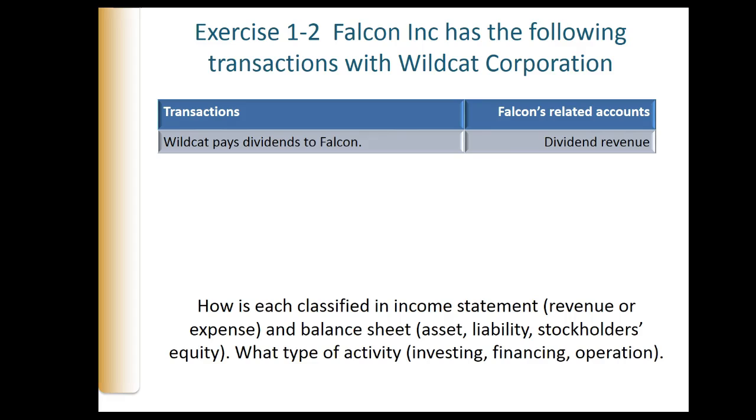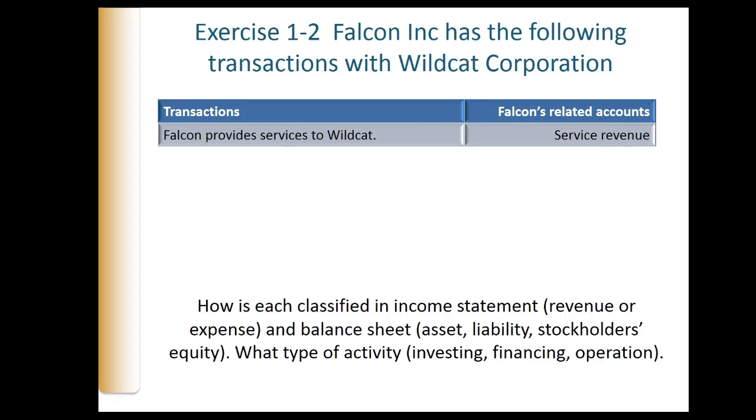Next, Wildcat pays dividends to Falcon. Well, think of this. Wildcat pays dividends to Falcon. So Falcon is receiving dividend income or dividend revenue. So that would be a revenue account, which is part of the income statement, and that is an operating activity. This is in the normal course of doing business. They're receiving revenues.